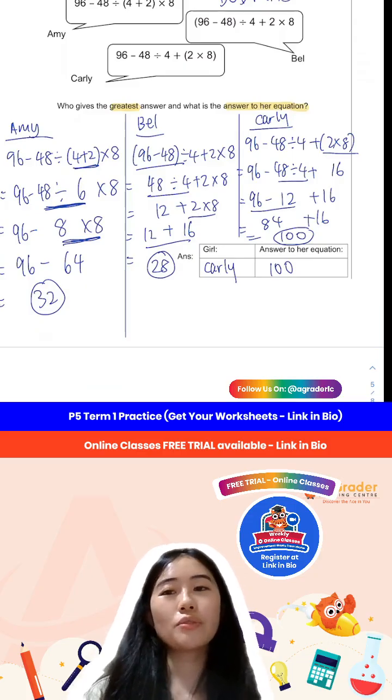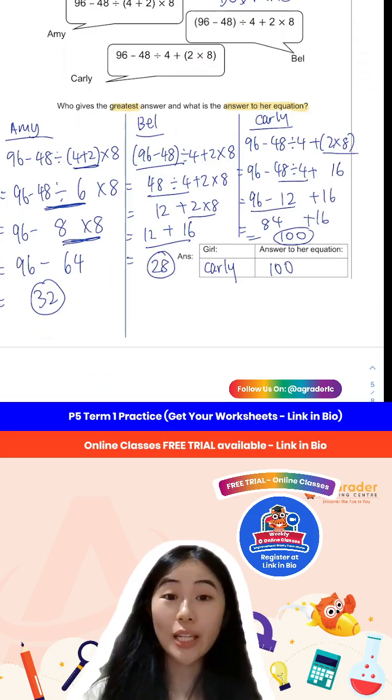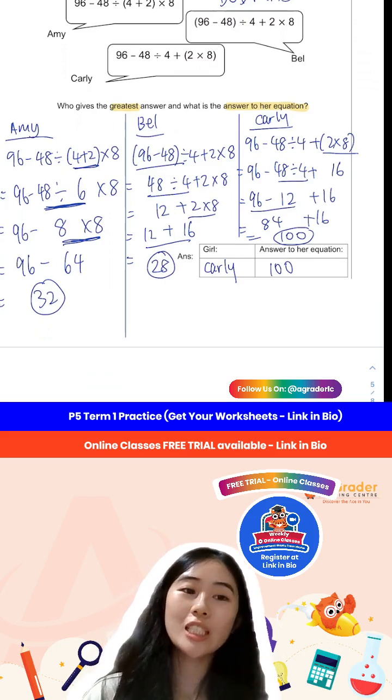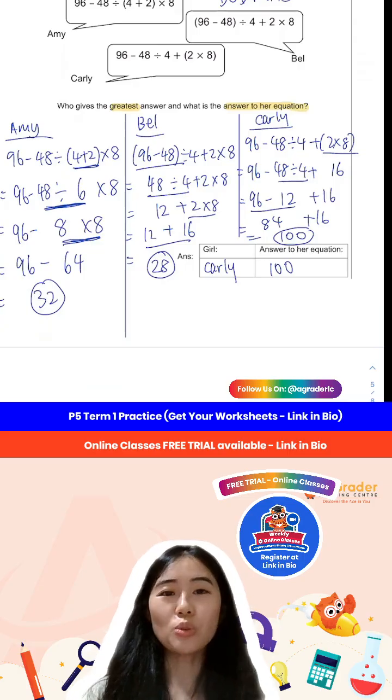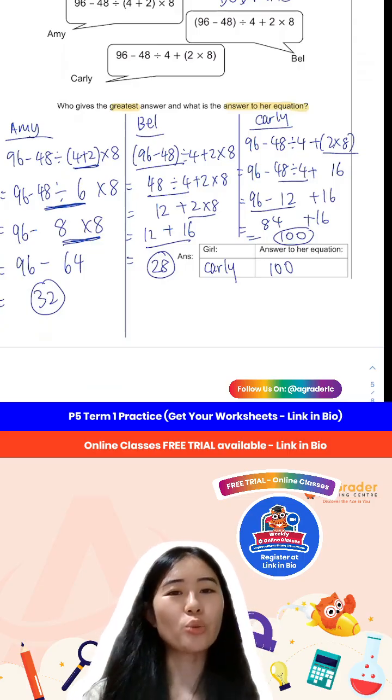Okay, Josephine, this question is from section B. This is a 2-mark question. So yes, you do need to do quite a lot of steps for 2 marks.